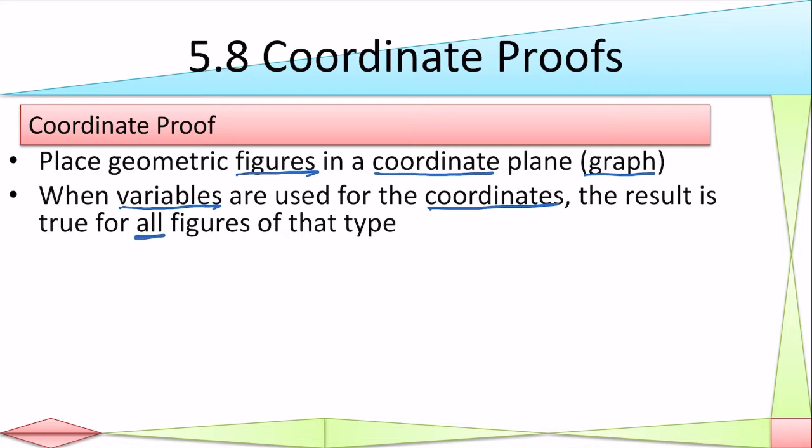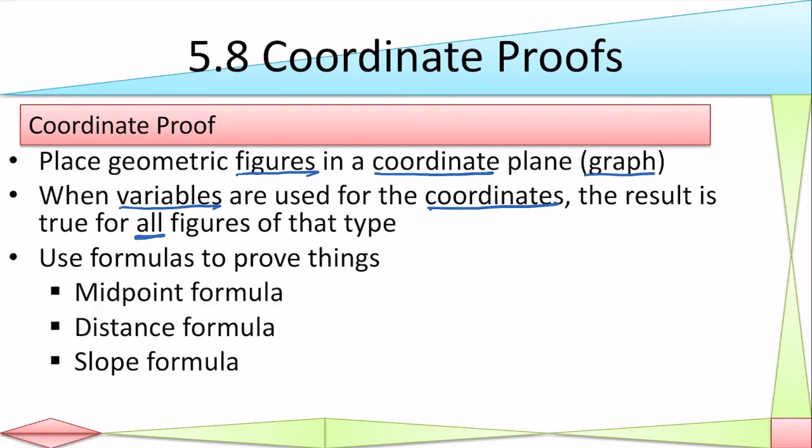So use triangles, use variables for the corners, and then we use formulas to prove things like the midpoint formula, the distance formula, and the slope formula. And you can see they're all there in your notes for quick reference.